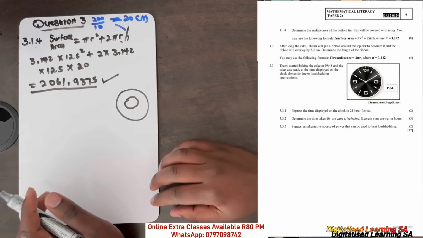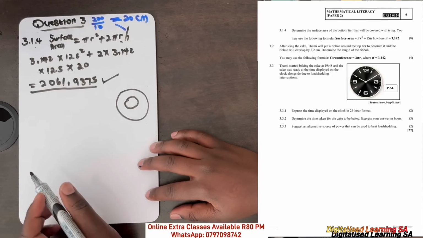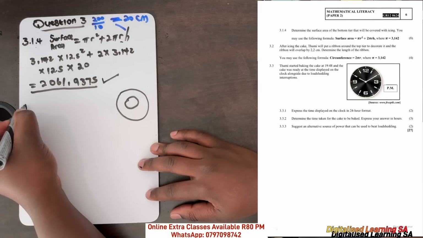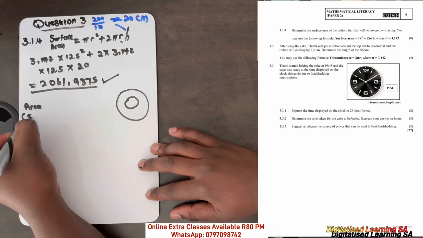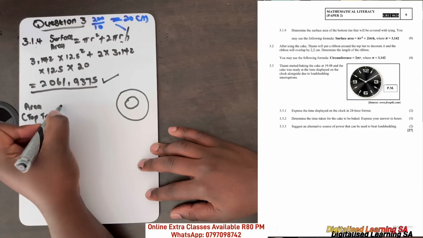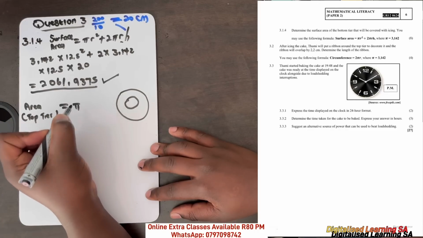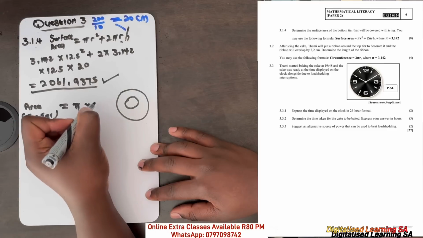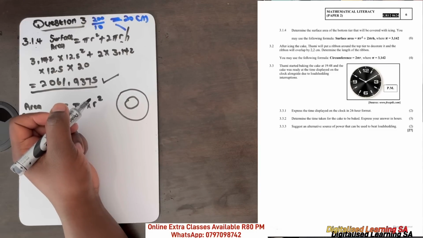And how do we do that? We do that by removing the area of our top tier cake. So we need to find the area of our top tier. And how do we do that? The area of our top tier would be pi multiplied by r squared, which is our radius.